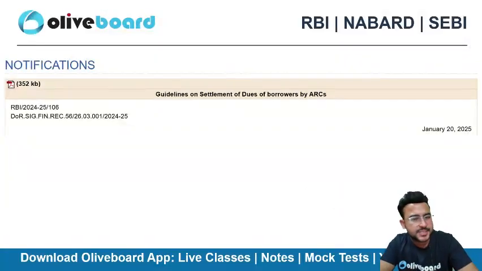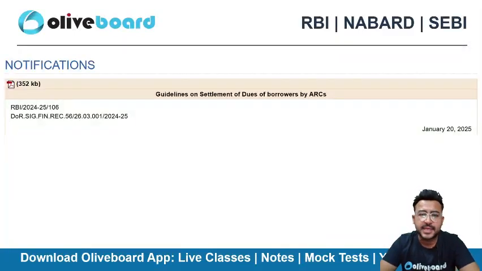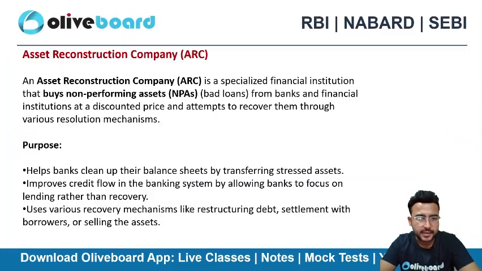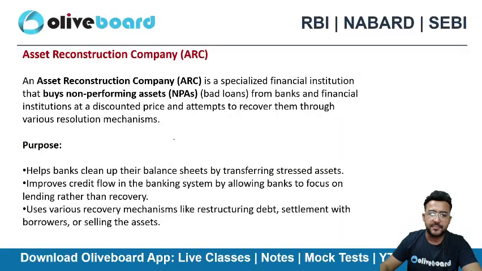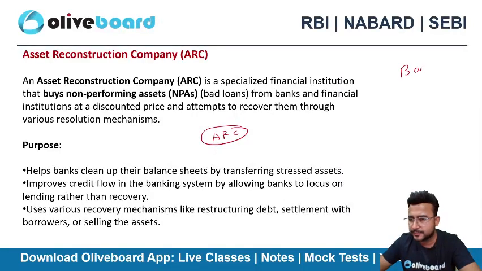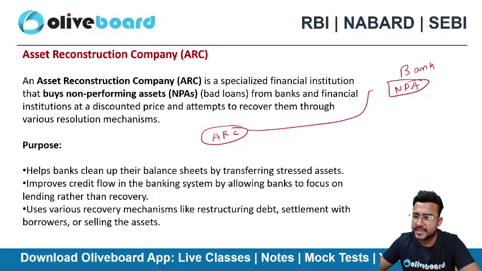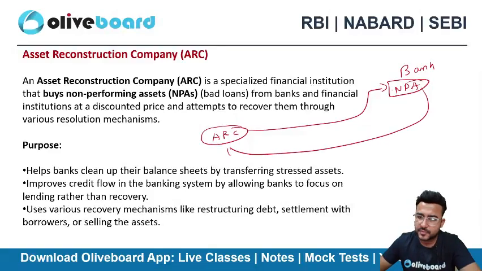So we discussed MCQs related to the guidelines on settlement of dues of borrowers by asset reconstruction companies, right? What is an asset reconstruction company? Basically, it's a company which is involved in buying the bad loans. Let's suppose a bank is having some NPAs, bad loans, right? So ARC is buying these NPAs for a price.